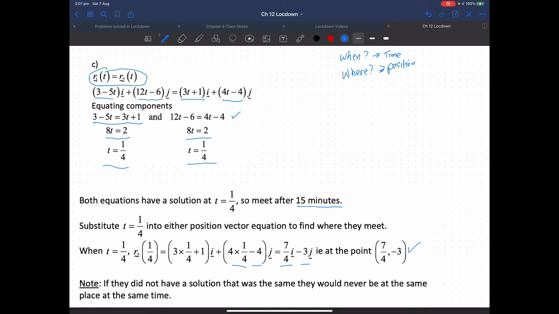If there was not a solution, as you can see from what I have written, if they do not have a solution, they would never be at the same place at the same time. That doesn't stop them being at the same place but at different times.